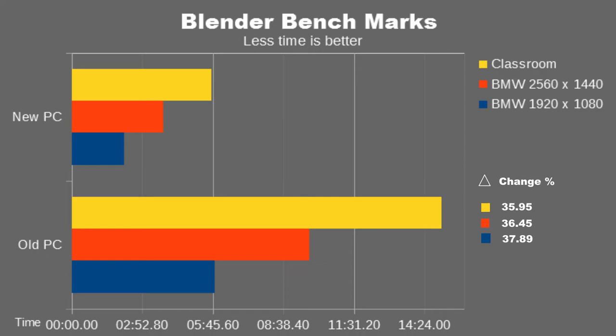For the 1440p, the old CPU took 9 minutes and 41 seconds versus 3 minutes and 43 seconds on the newer. And finally, the classroom test took 15 minutes and 5 seconds on the older system versus 5 minutes and 41 seconds on the newer system. The overall average was 36.76% across all three tests.